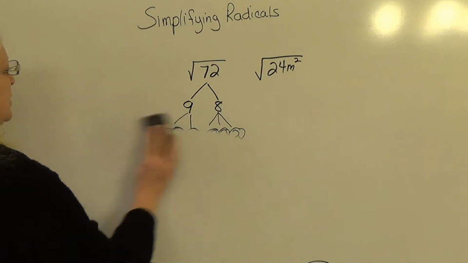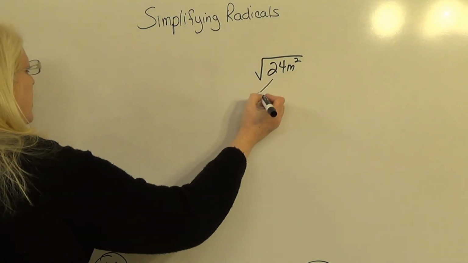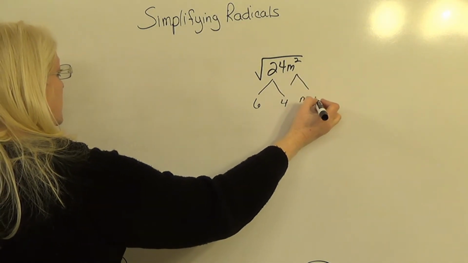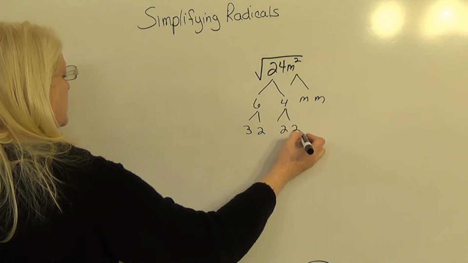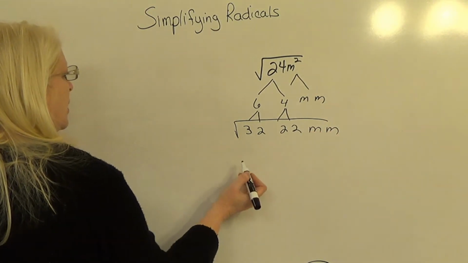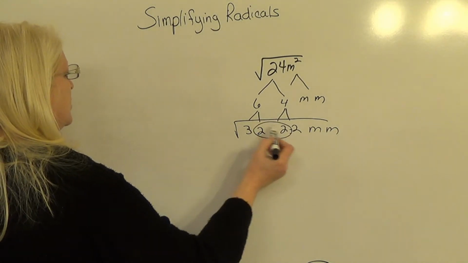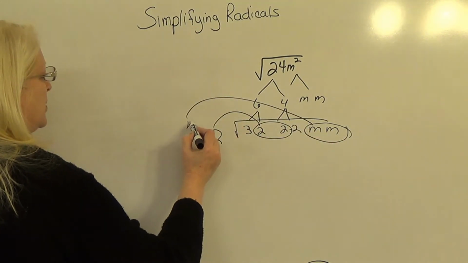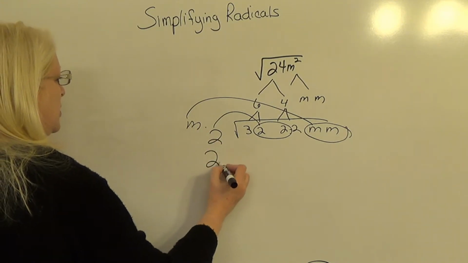All right, let's take a look at this next problem. We've got the square root of 24m squared. So let's think about going on ahead and factoring it into its primes. And m squared is m times m. 6 is 3 times 2, and 4 is 2 times 2. So let's put all of that under the radical. I didn't put it in numerical order this time, but that's all right. And so here's a pair of 2's. So a 2 gets to come out on the outside. Well, here's a pair of m's. So an m comes out on the outside. They bump into each other. You multiply. 2 times m is 2m.